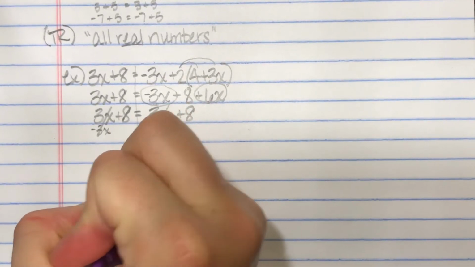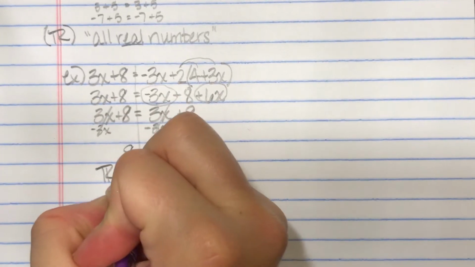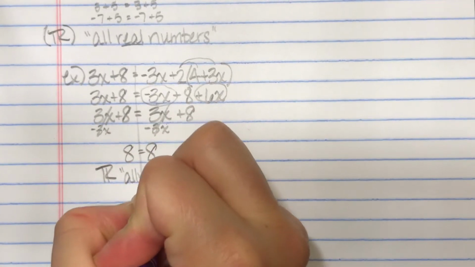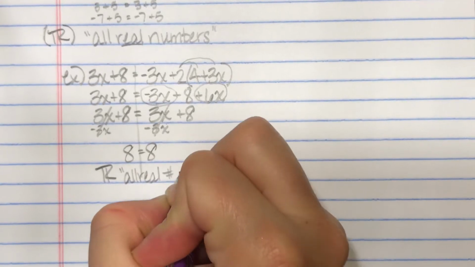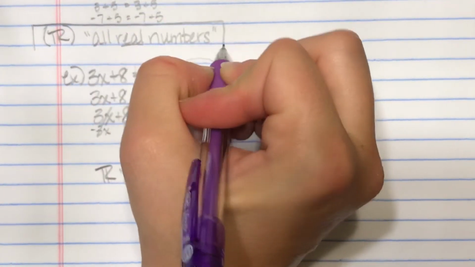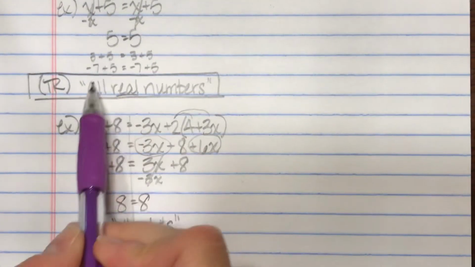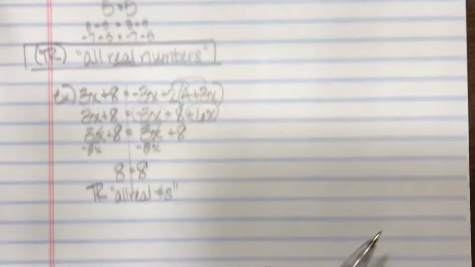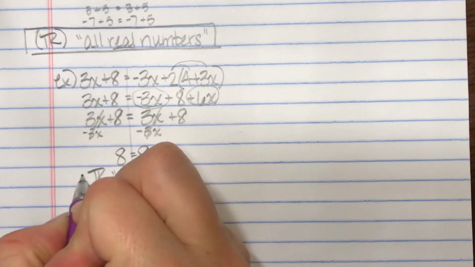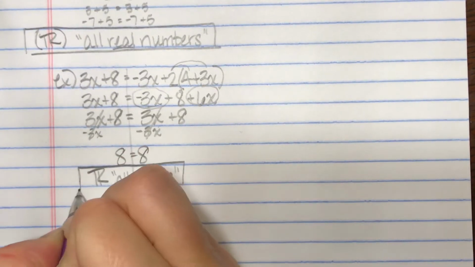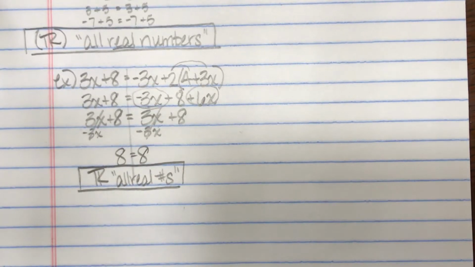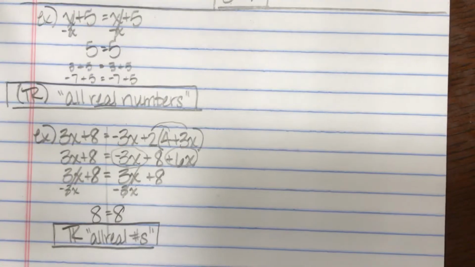So this is your all real numbers, or you can actually write it out if I'm feeling a little more writing. This is your answer, not the 5 equals 5, not the 8 equals 8. The 8 equals 8 is just a sign to you to say, hey, that means this always works. No matter what x is, it always works. So that's what all real numbers looks like.